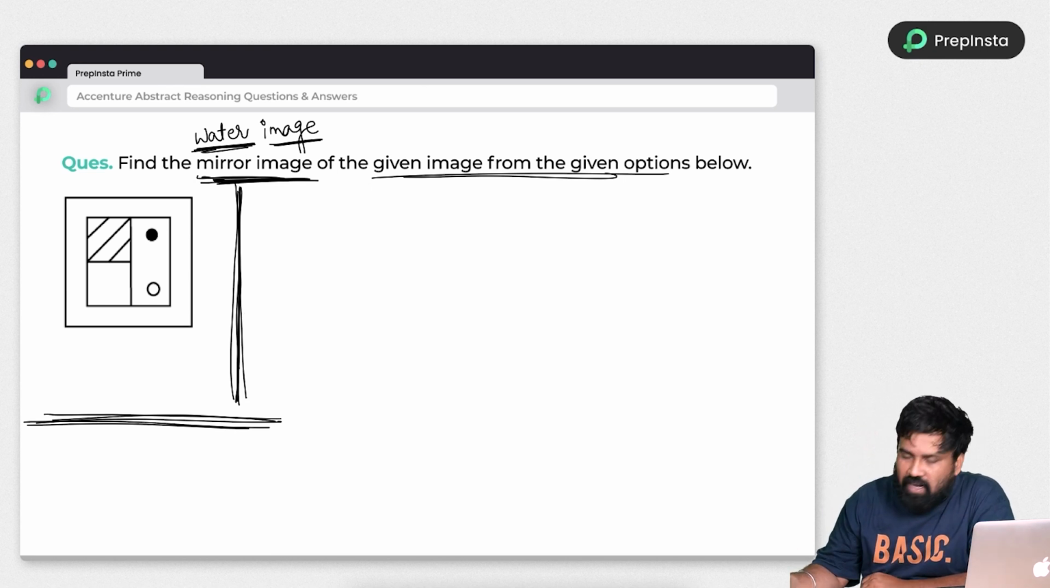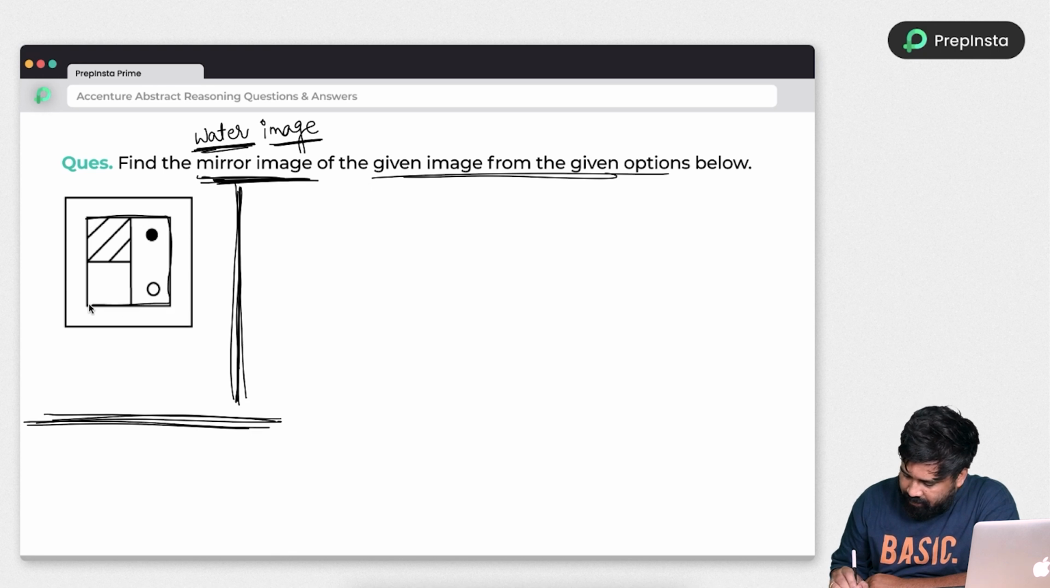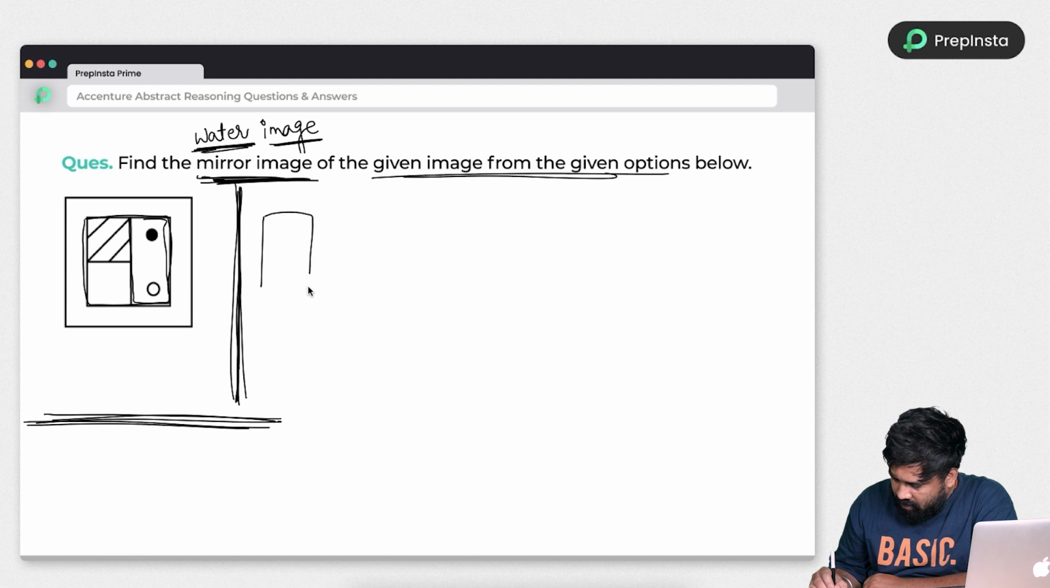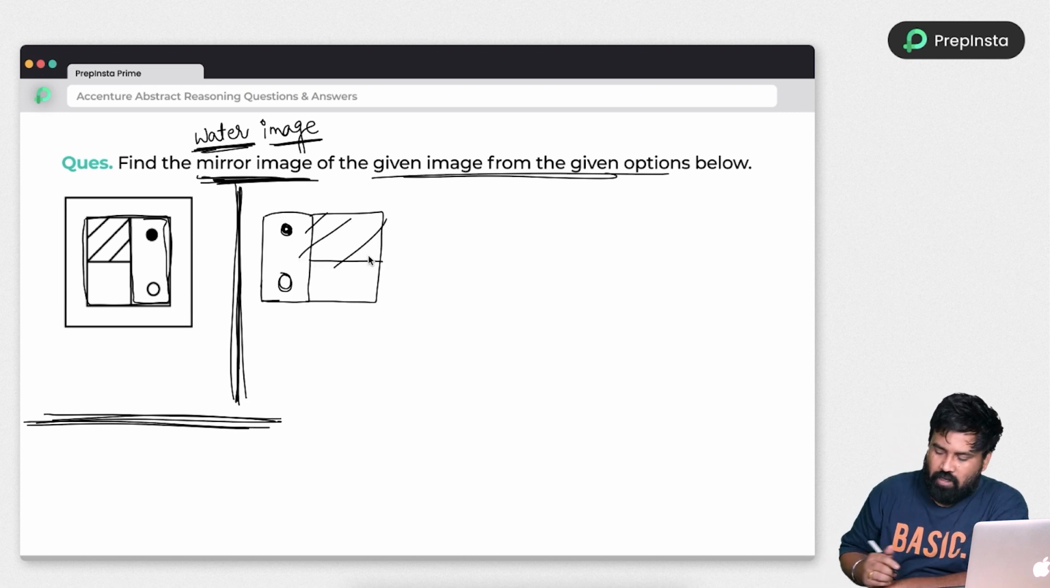So simply imagine like this. If I fold, this is the main object, right? So this rectangle will come here with a shaded bubble and circle here, and these two will come like this, and this is the shaded area, whatever. So this is your answer, right?